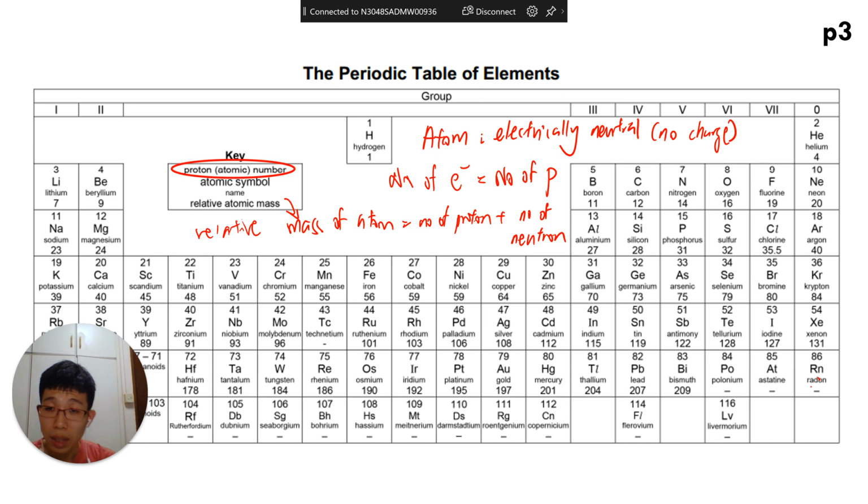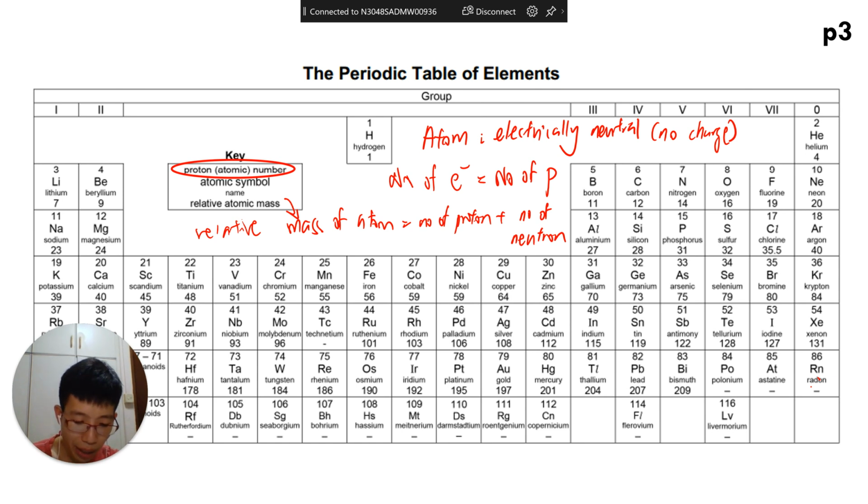So don't worry about this nucleon number. If you're given a periodic table and you are given the element, you'll be able to know the nucleon number. You don't need to memorize it. Unless the question gives you the number of neutrons and the number of protons, then you need to calculate the number of nucleons.